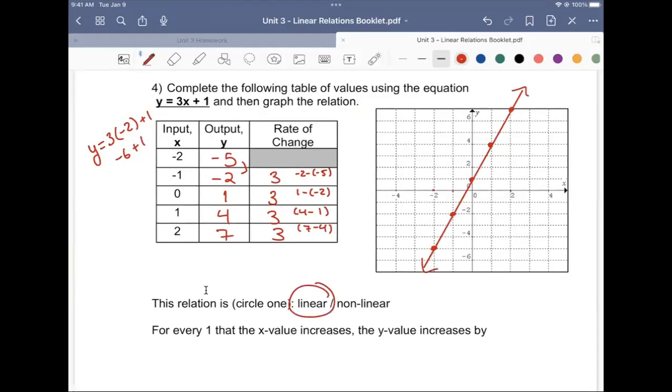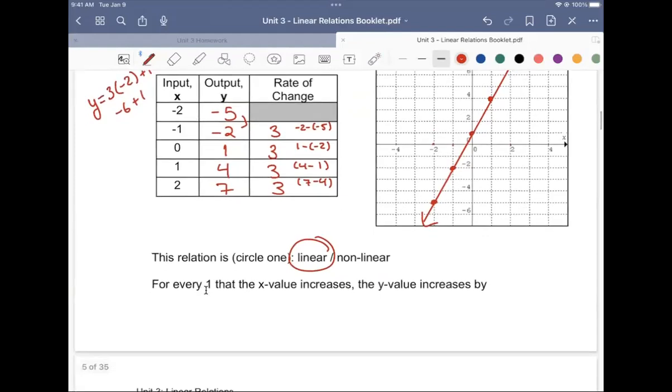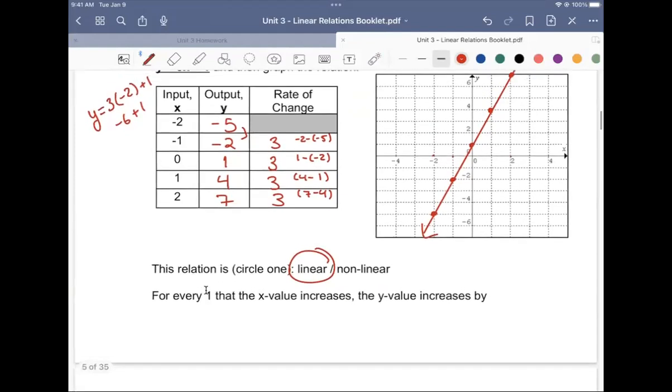We can see that this is also linear. Essentially what it's saying is for every one that the x value increases, the y value increases by 3. So for every 1 over, which is our run, I'm going to go up 3, which is my rise.